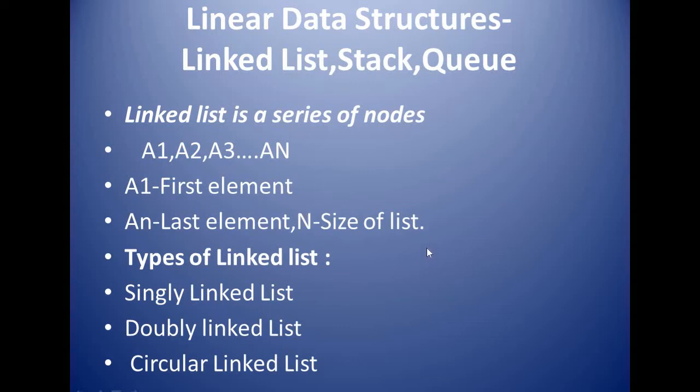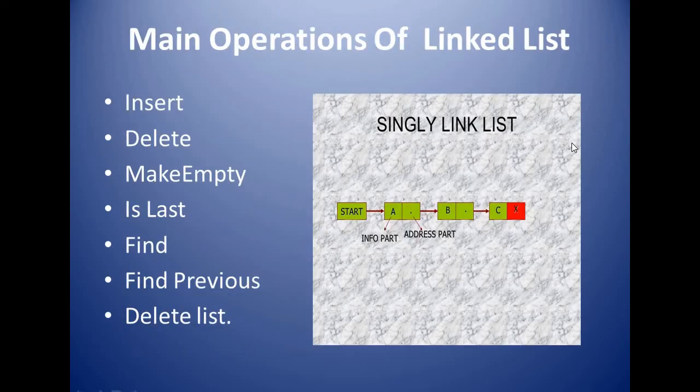Okay. The next is types of linked list. There are three types of linked list. First one is singly linked list, doubly linked list, and circularly linked list. What are the operations we perform on a linked list? The same insertion operation, deletion operation, finding the last element, finding the previous element, and finally deleting the whole list. These are the main operations we perform on a linked list.